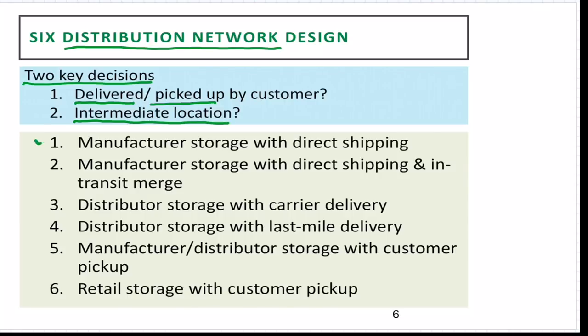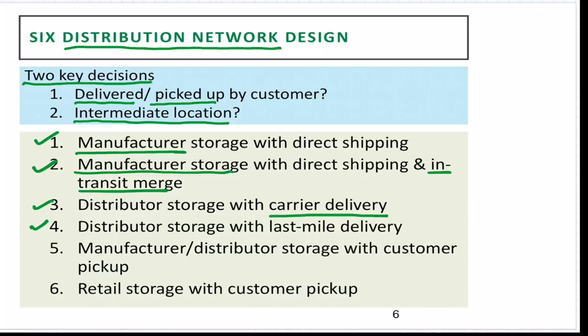First one here is manufacturer storage with direct shipping. So items are shipped directly from the manufacturer. There's nothing in between. Second one is manufacturer storage with direct shipping and in-transit merge. Third one is distributor storage. So there's a distributor storage between manufacturer and customer, and this is with carrier delivery. So something like UPS or FedEx will deliver the product.